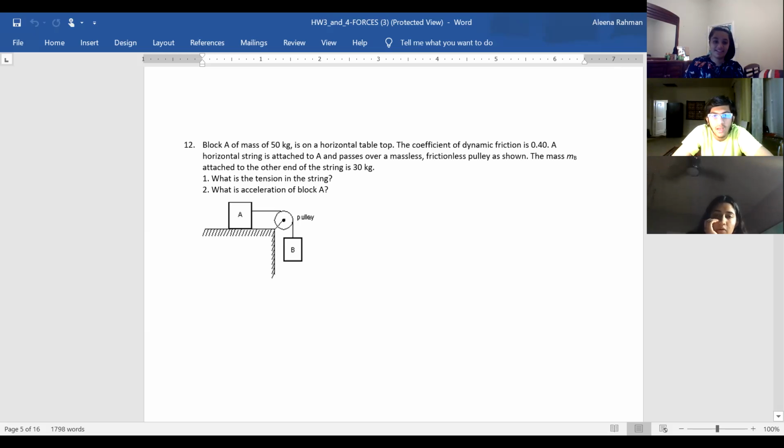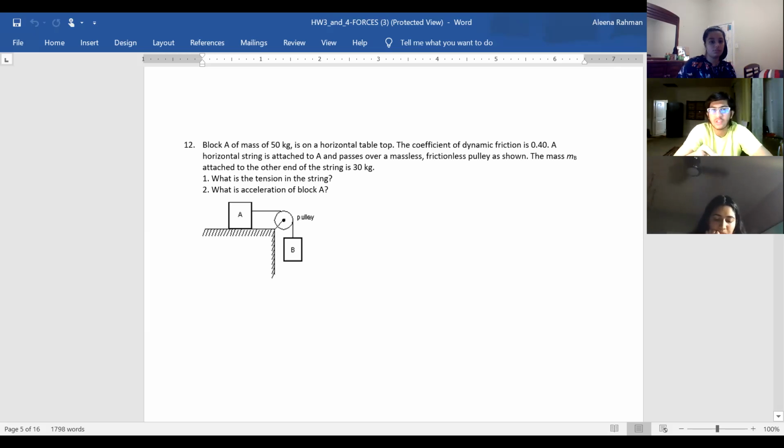Okay. So in these types of questions, when you have a pulley and two objects, you're assuming that tension is the same and that acceleration is the same. Yeah, because they're one system, so they're moving at the same rate, at the same time. Okay.